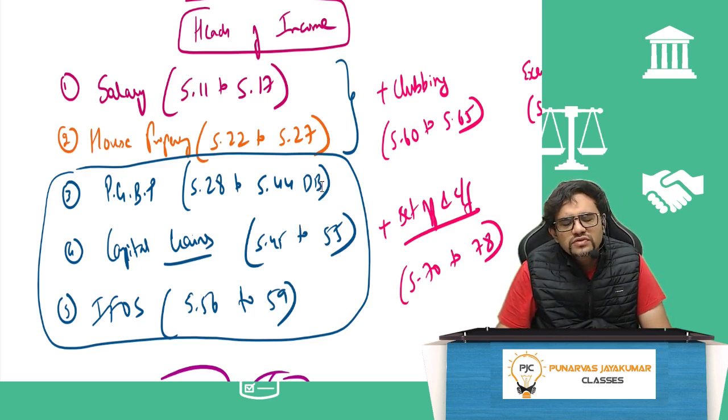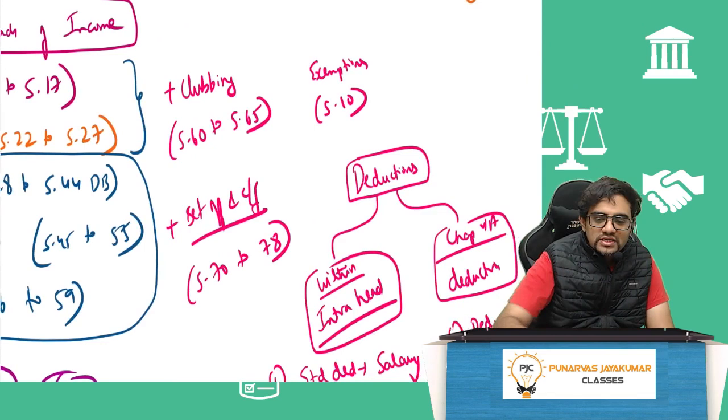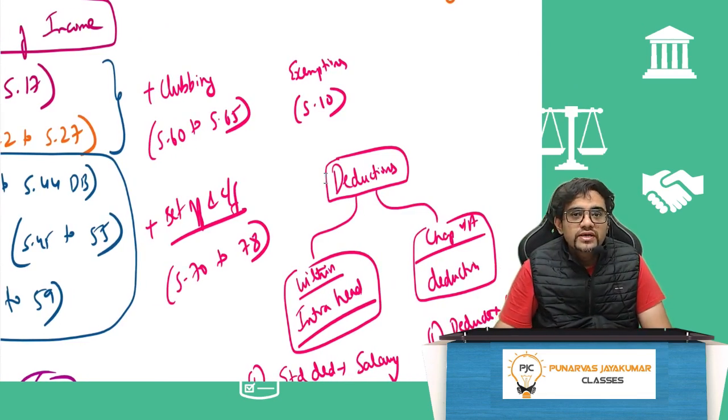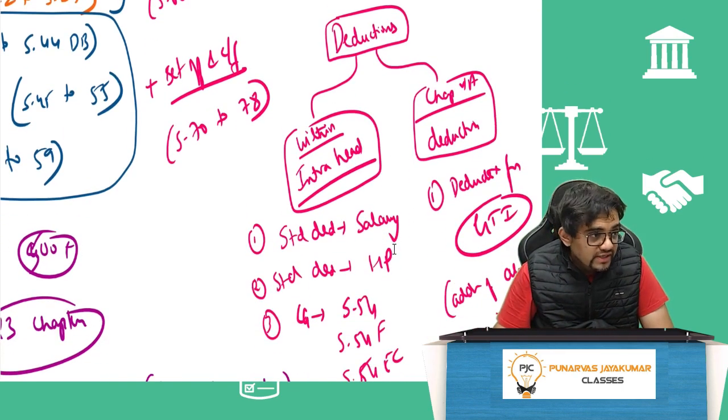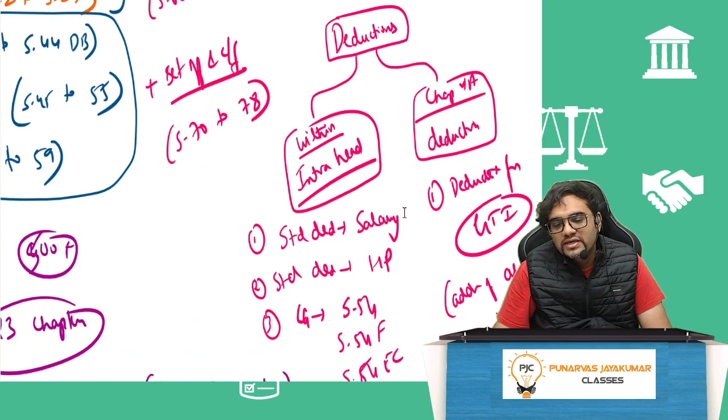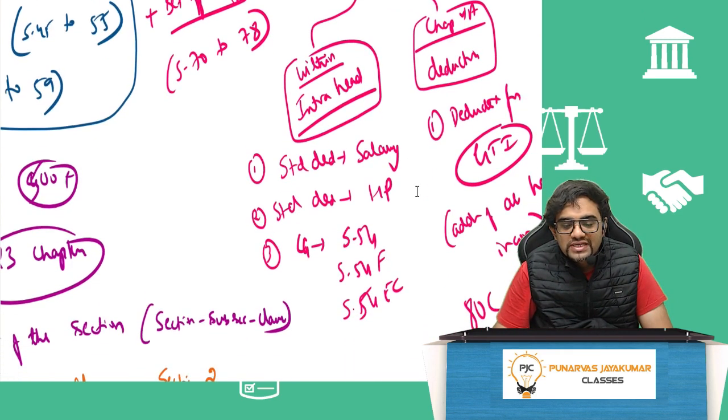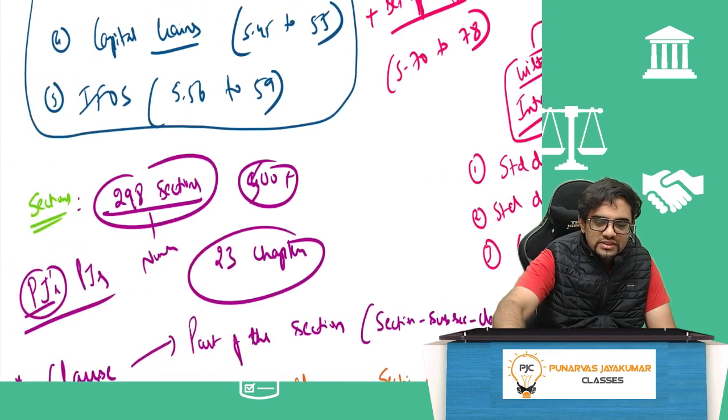Then, of course, we have income of one person being clubbed with some other person, clubbing provisions, set off and carry forward of losses. Then exemptions and deductions. Exemptions are where tax is not applicable. Deductions are where tax is applicable, but in a reduced format, where instead of 10 lakhs, I'll pay tax on 5 lakhs, like that. It is within the head, called intra-head, and inter-head. Intra-head means your standard deduction for salary, house property, etc. Then you have chapter 6A deduction, that is a deduction from the GTI, gross total income. So these are the things that we saw.